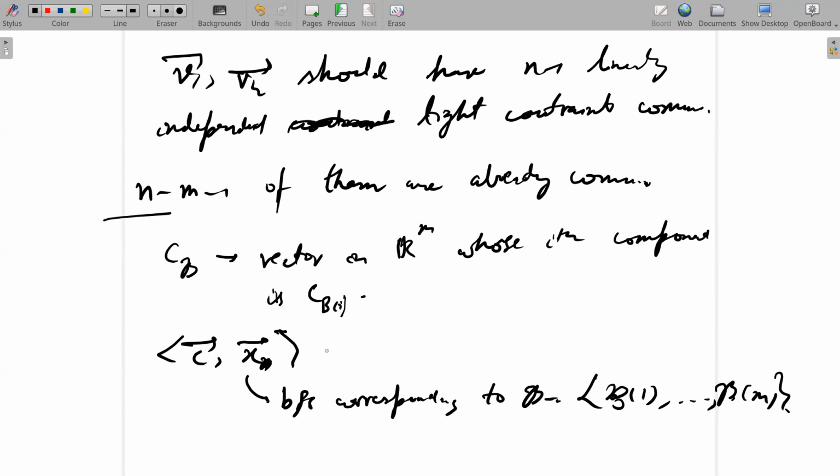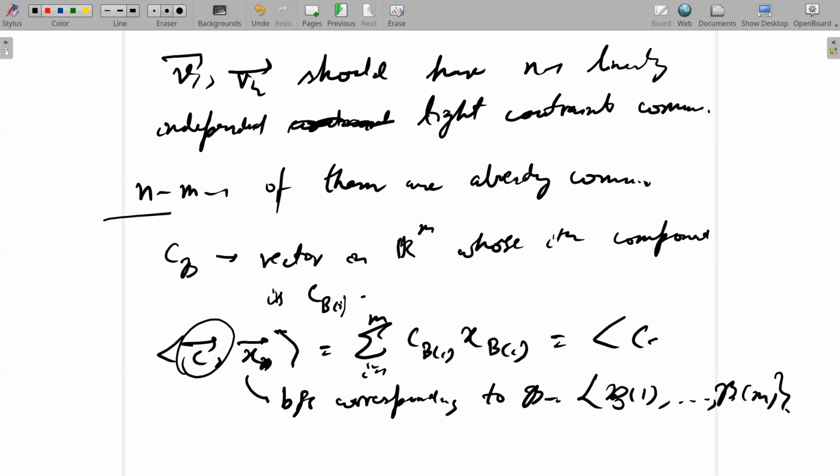Bm. So since all the entries of X outside of this B are 0, whatever coefficient in the cost function you have that is multiplied with 0 will give you 0. So I can just write this as summation from i equals 1 to m of C_Bi X_Bi. The rest of the terms will be 0. So in other words, I can just write it as C_B X_B.